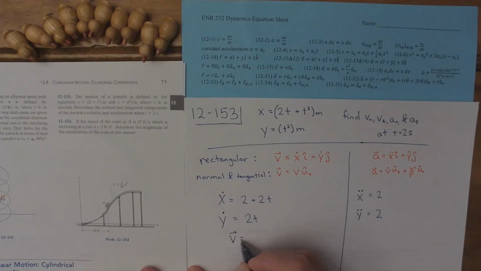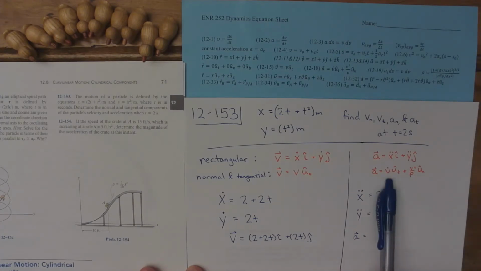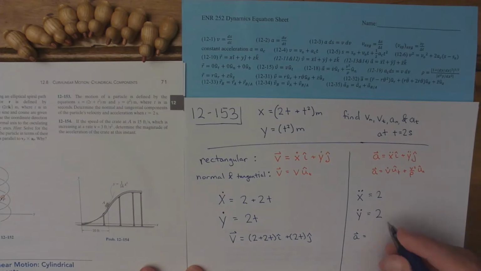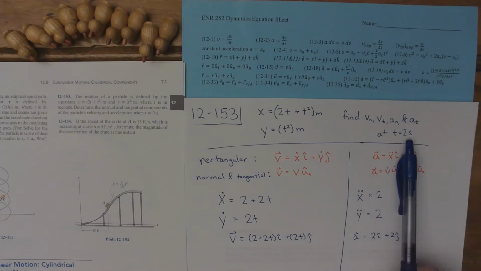So now I can write the velocity vector and the acceleration vector in rectangular components. The velocity is 2 plus 2t i hat plus 2t j hat, and the acceleration is x double dot is 2, so that's 2 i hat plus 2 j hat. So the acceleration does not depend on time, so it's constant acceleration. The velocity does, and we're looking for the components when time is equal to 2 seconds.